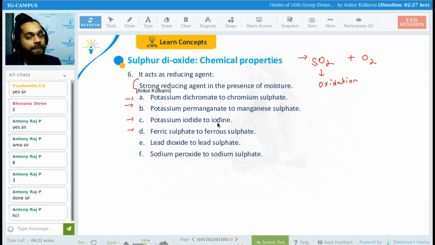So it is a strong reducing agent in presence of moisture. Potassium dichromate goes to chromium sulfate. What is potassium dichromate, everyone? Come on, tell me. Is it chromate? K2Cr2O7, what is it? No one knows. Potassium dichromate.